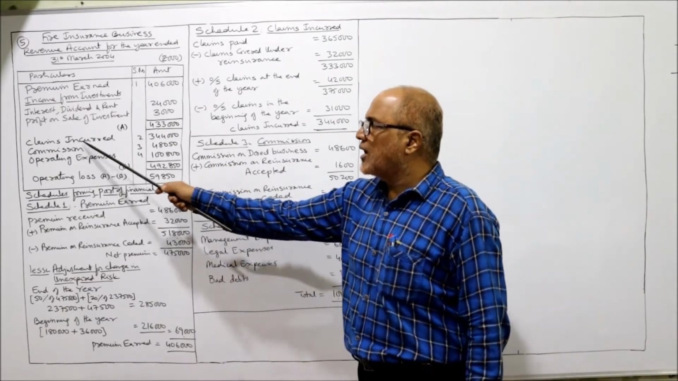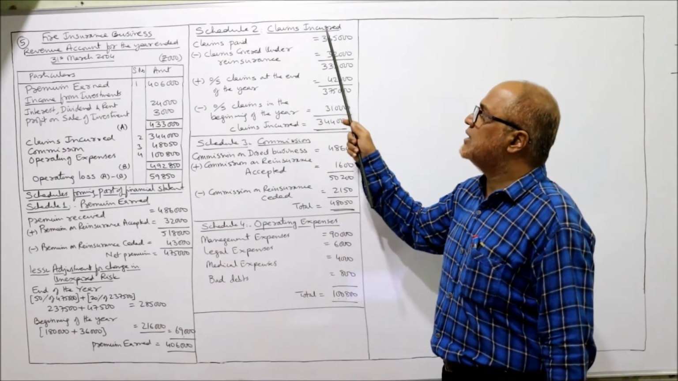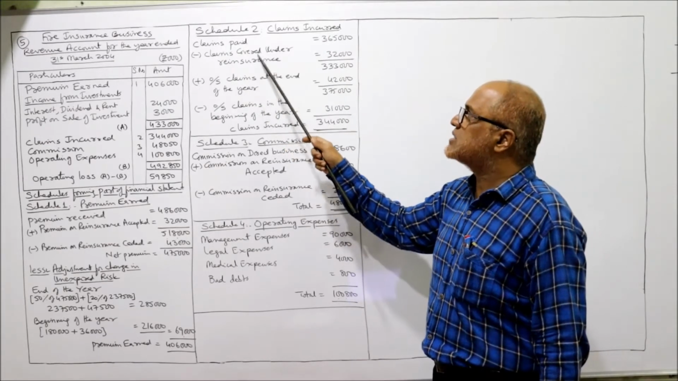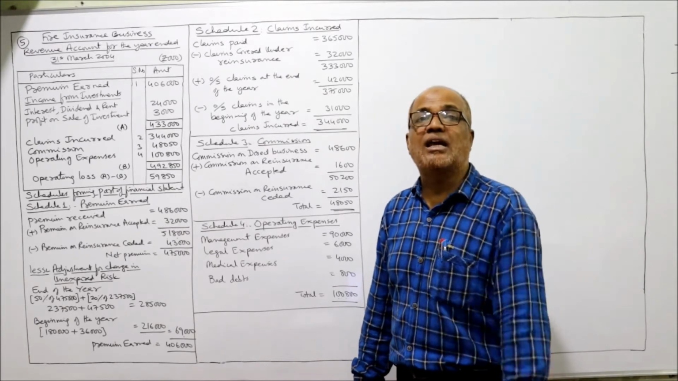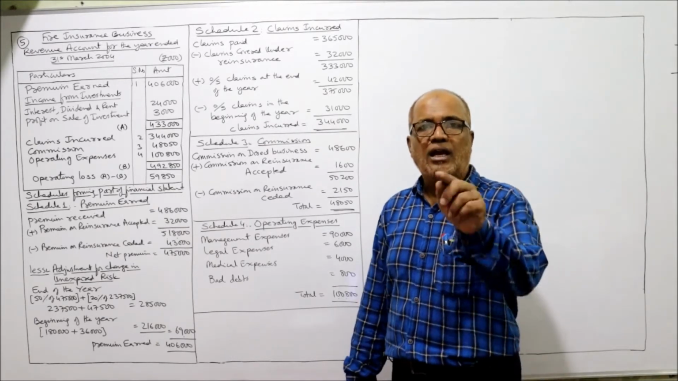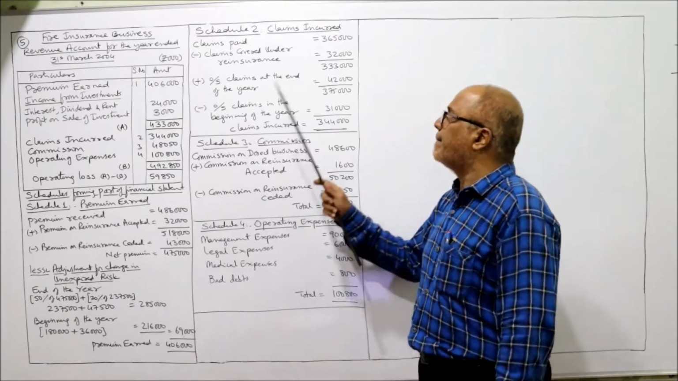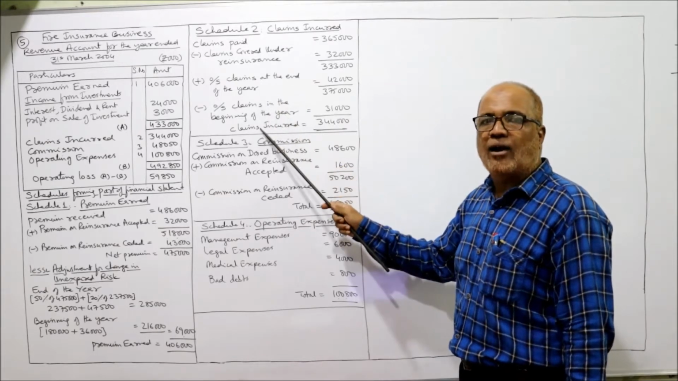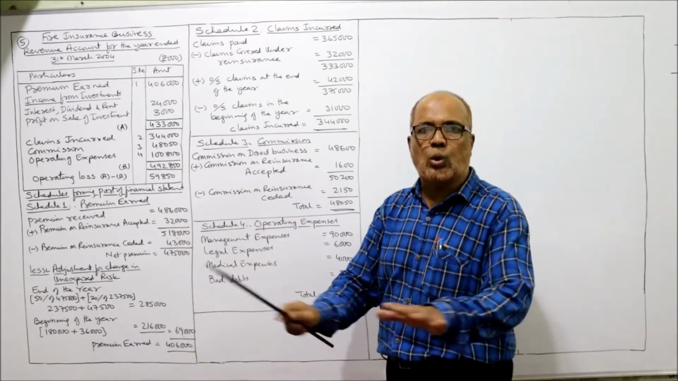Now expenditure. Claims incurred, schedule number 2. Here you can see claims incurred. Claims paid. From this we deduct claims covered under reinsurance. This is nothing but reinsurance recoveries. Reinsurance recoveries or claims covered under reinsurance mean the same. 32,000 deduct. Outstanding claims at the end of the year added, outstanding claims at the beginning of the year deducted. So claims incurred 3,44,000 over.